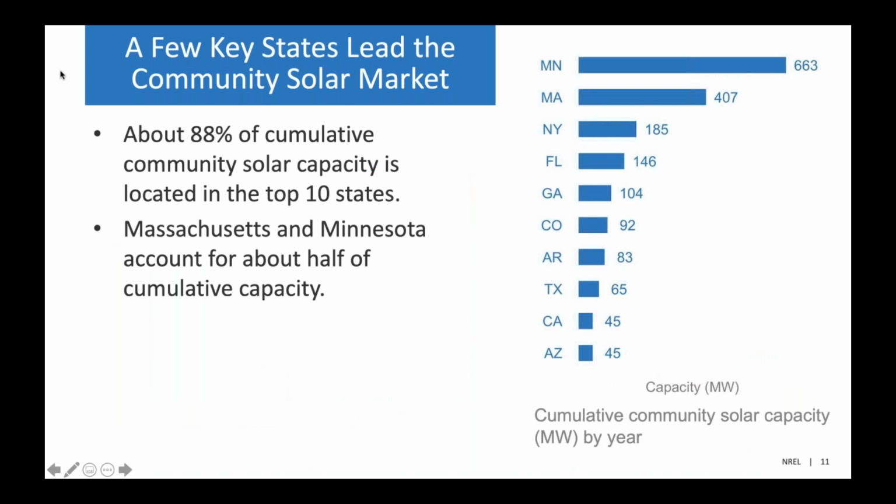Consistent with the map that we just saw, there's a few key markets, and we can think of them as a few key states. And thinking in terms of states makes sense because oftentimes the supporting policy comes from the state level. So about 88% of all capacity is located in just 10 states. And just 2 of those states, Massachusetts and Minnesota, account for about half of cumulative community solar capacity.